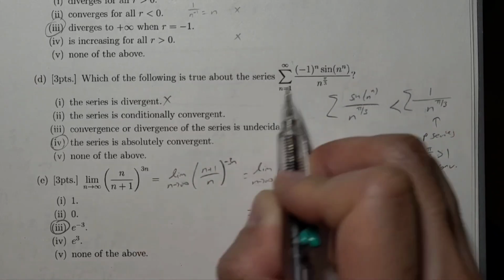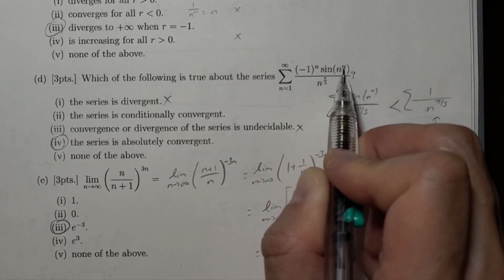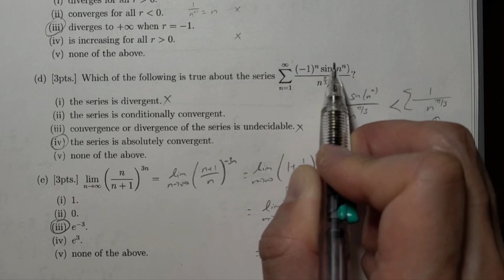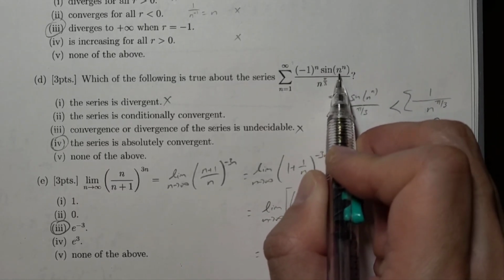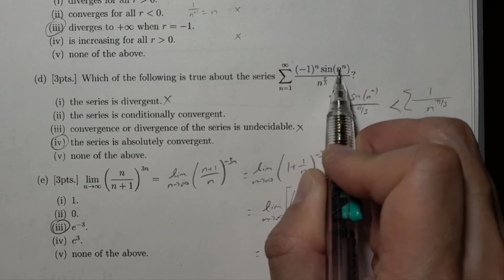And to determine absolute convergence, you get rid of this changing sign, but sine of n to the n is itself going to change sign. Not every single term, but it will change sign sometimes. Okay? You don't know, but we can still make a comparison.